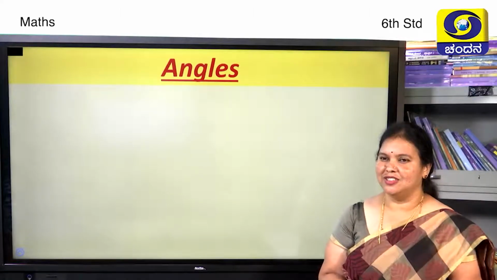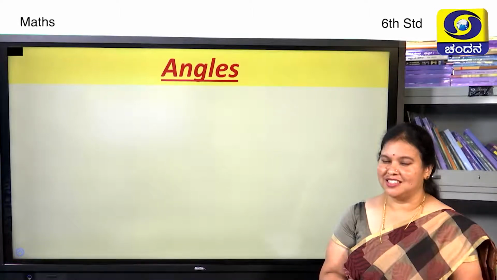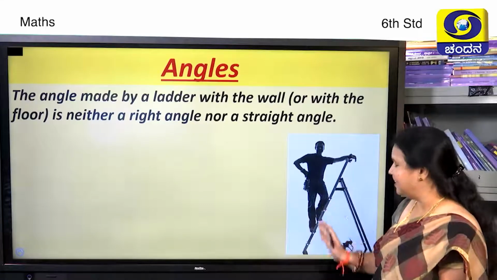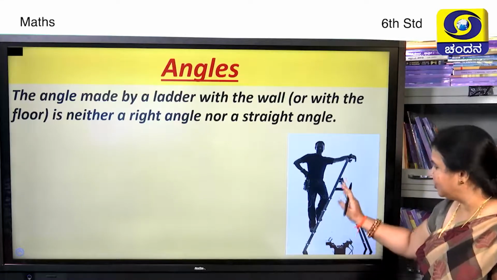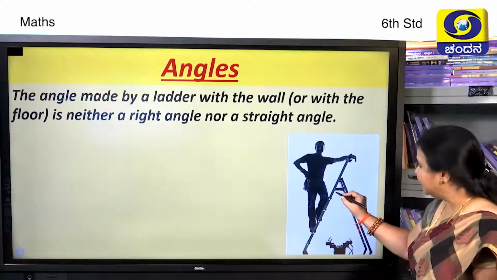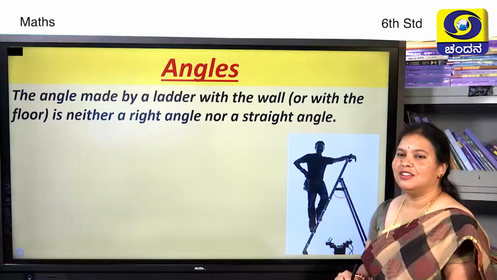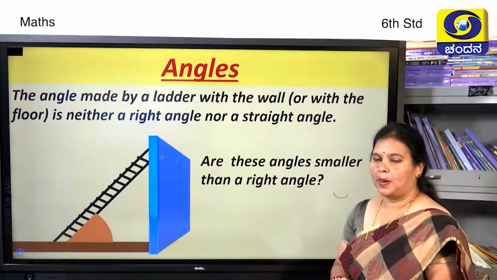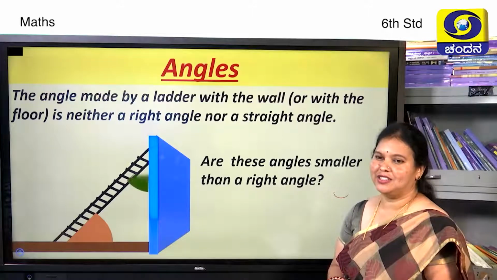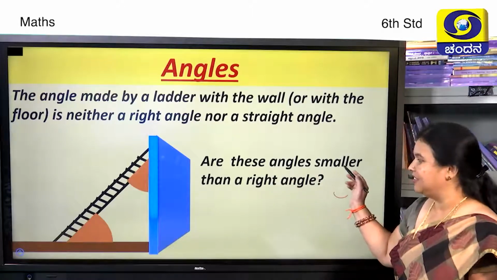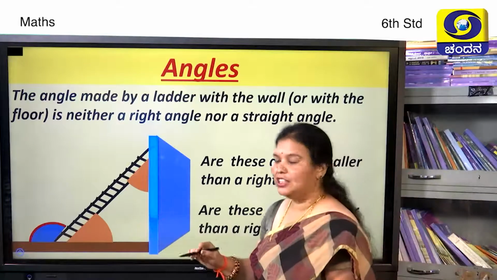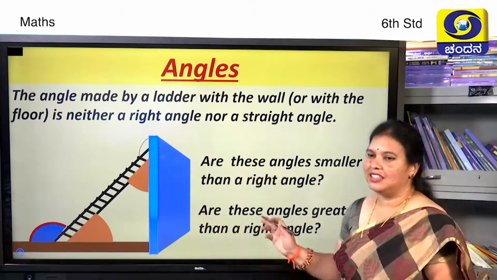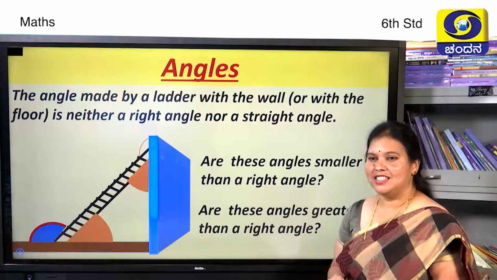Other than these angles, are any other angles there? Yes, certainly there are some other angles. Here you are observing a ladder. See, if you assume these two are line segments, then here an angle is formed. Now observe this picture. Here a ladder is leaned against a wall, and here also you can find some angles. So, are these angles smaller than a right angle? And you can observe one more angle, and here also you can make an angle. Are these angles greater than a right angle? We will see in the next slide.